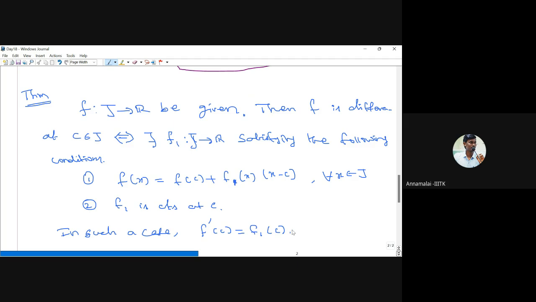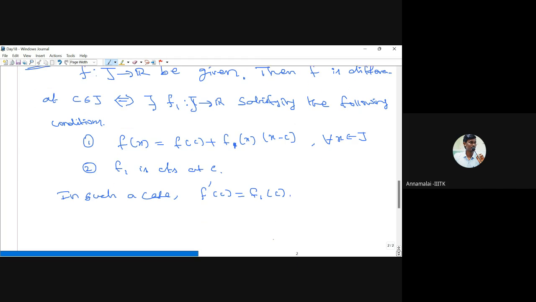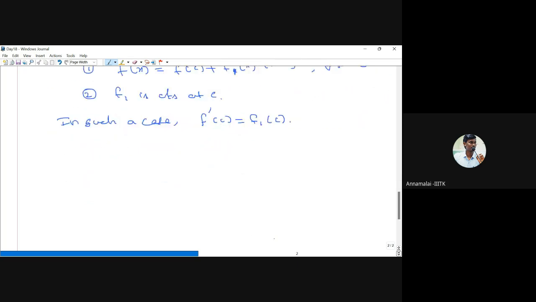So if f of x is equal to f of c plus f1 of x into x minus c, and f1 is continuous at c, then that f1 is the derivative of the function. Now we solve some problems related to this theorem. So what is the derivative of 1 by x?